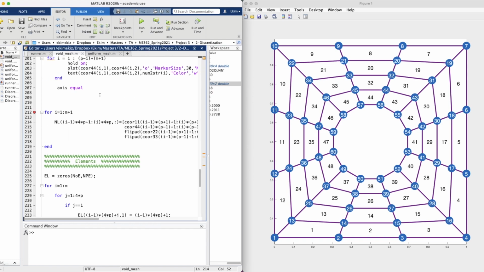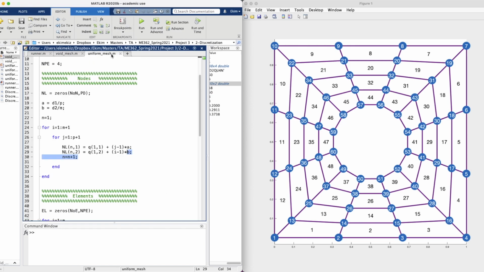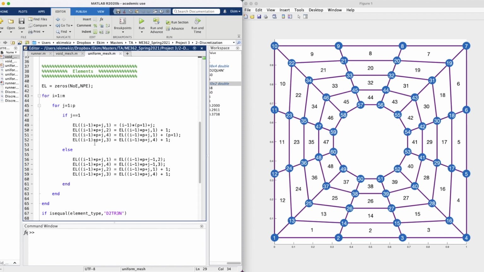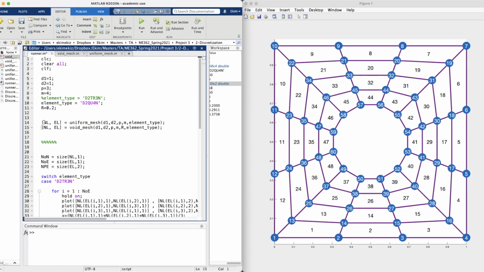So this basically generates our node list for us. And then what's left is to generate the elements. Okay, so remember how we generated the elements for the uniform mesh. We have an if condition that checked if we were at the very beginning of each row, right?